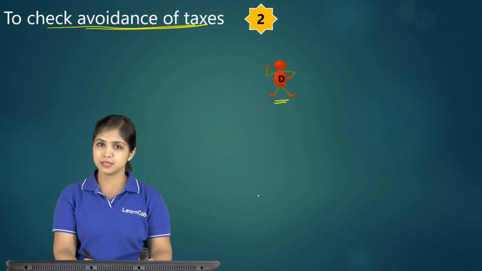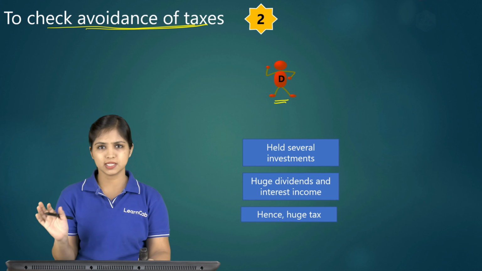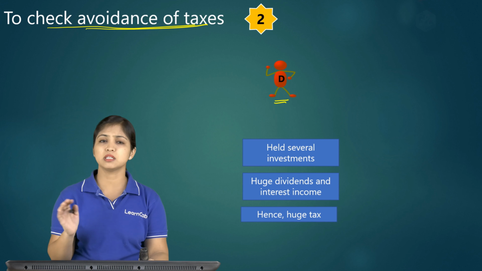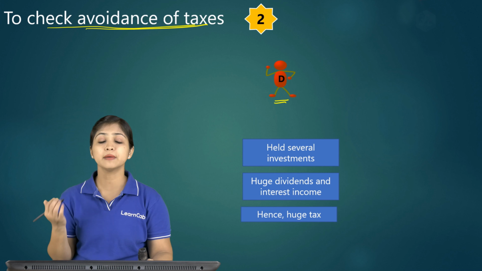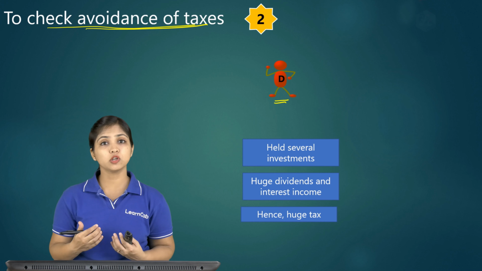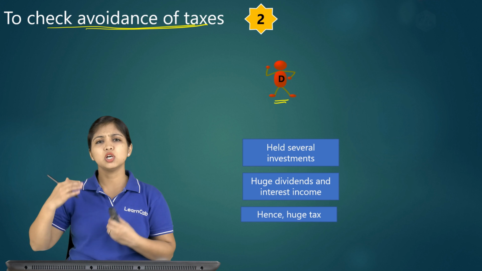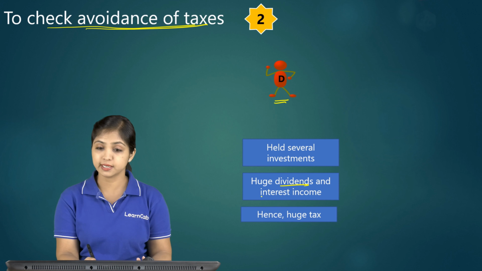Now, Red, a person, held a lot of investments in the form of shares, let's say shares and debentures, a lot of securities he was holding. And because he was holding a lot of investments, he was receiving a lot of income in the form of dividend and interest.